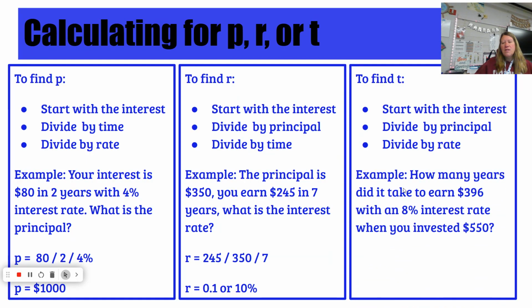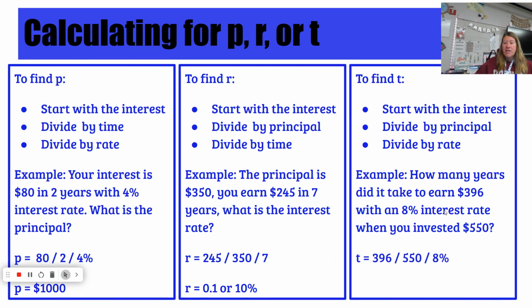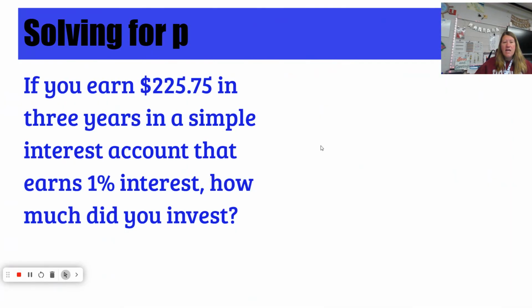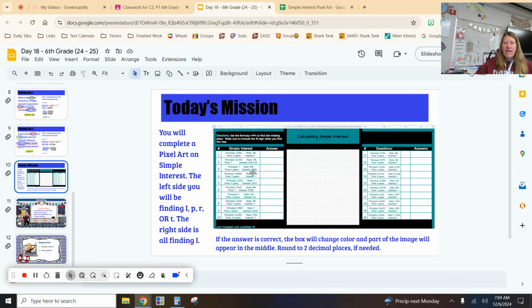All right, so how many years did it take to earn $396 with an 8% interest rate when you invested $550? So let's do some math here. I'm going to start with the interest. I earned $396. Divide by 8%, divide by $550, 9 years. It took 9 years. There you go. Okay, these actually, we're skipping these because that's just breaking it down a little bit differently.